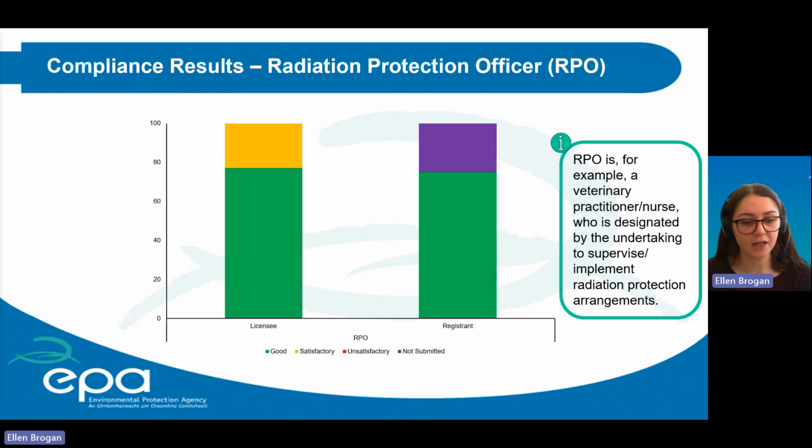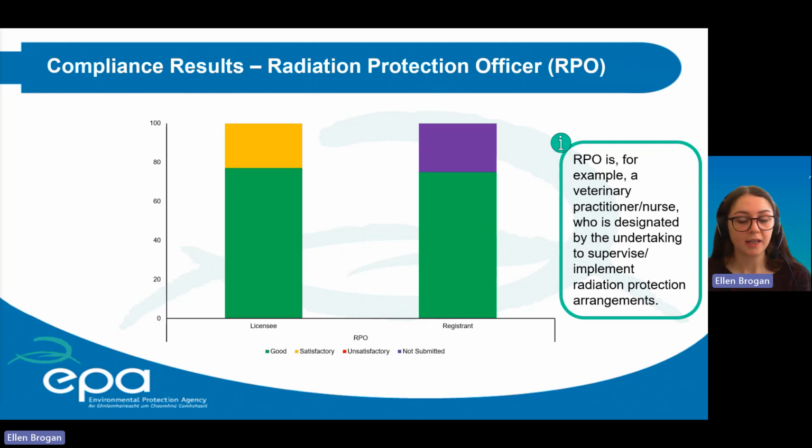So then moving on to the radiation protection officer. The radiation protection officer must be designated by the undertaking to supervise or implement the radiation protection arrangements. Initially, participants were asked if they had assigned an RPO, and 80% of licensees had assigned the RPO.